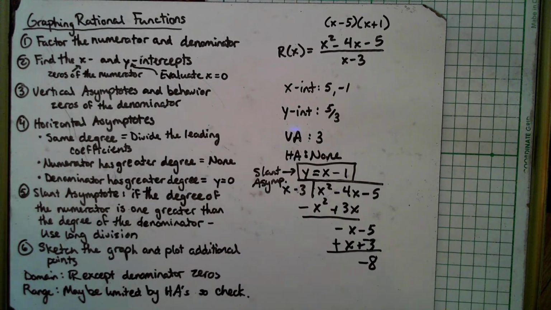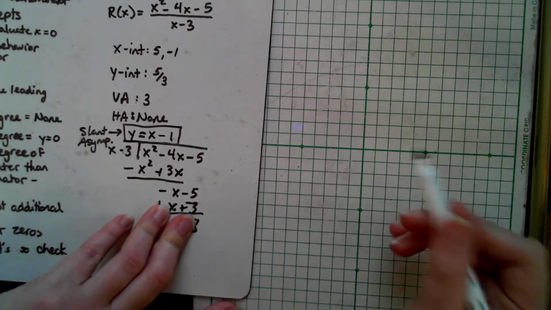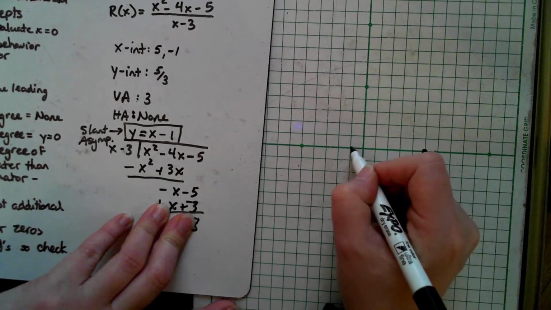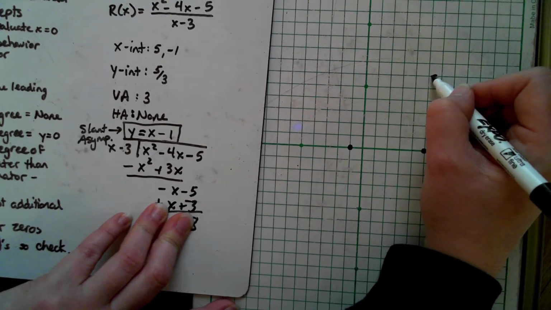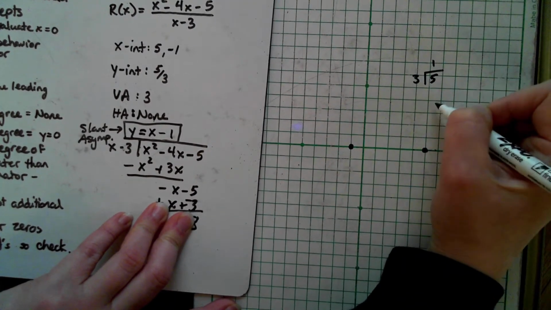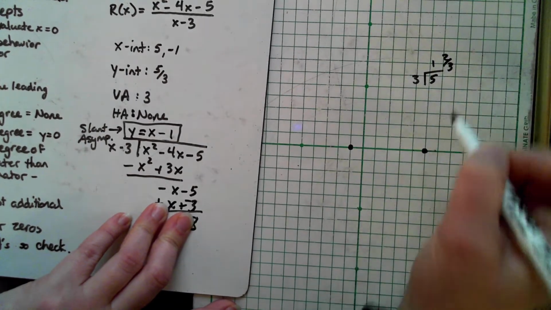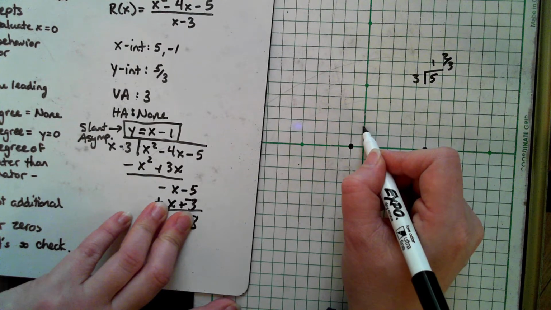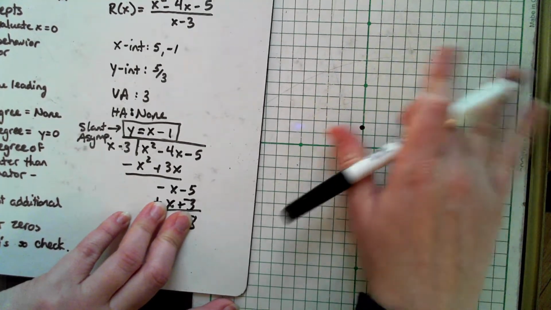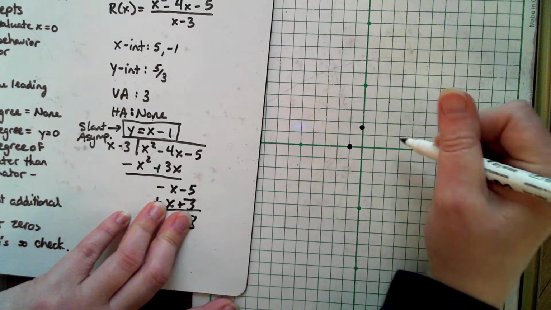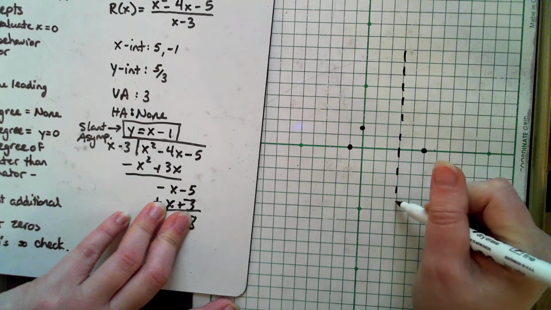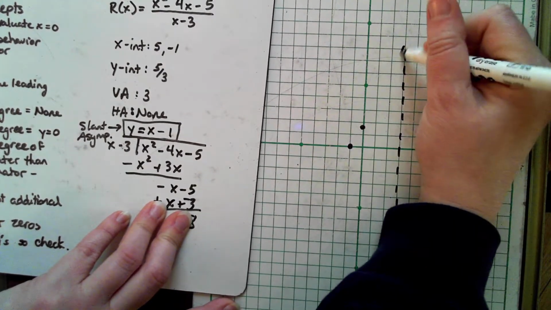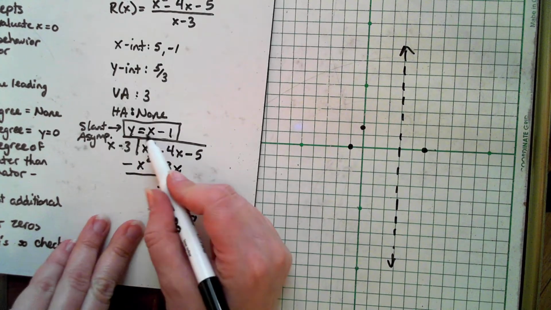Now I'm going to put all of this on a graph, and I'll find more points. So my x-intercepts are 5 and negative 1. The y-intercept is 5/3. 5/3 is 1 and 2/3. So 1 and 2/3 is right here or so. Okay, the vertical asymptote is 3. So 3 would be right here. Okay, there it is. And my slant asymptote is y equals x minus 1.